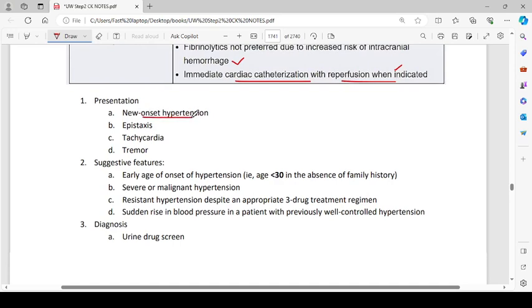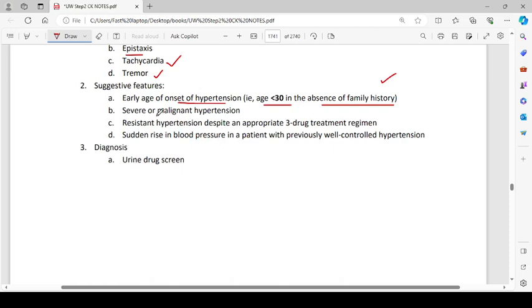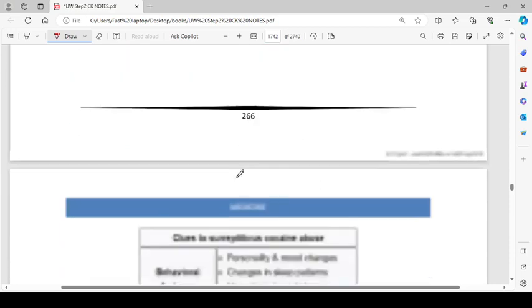The presentation is new onset hypertension, epistaxis, tachycardia, and tremor. Suggestive features include early age of onset of hypertension, that is age less than 30 in the absence of family history, severe or malignant hypertension, resistant hypertension despite an appropriate 3-drug treatment regimen, and sudden rise in blood pressure in a patient with previously well-controlled hypertension. The diagnosis is urine drug screen.